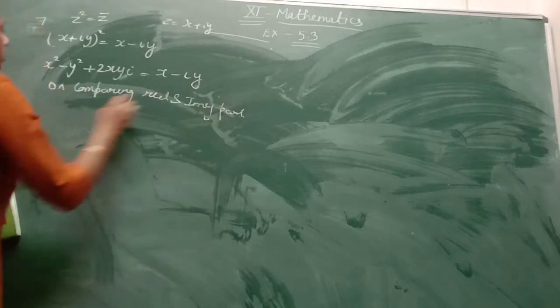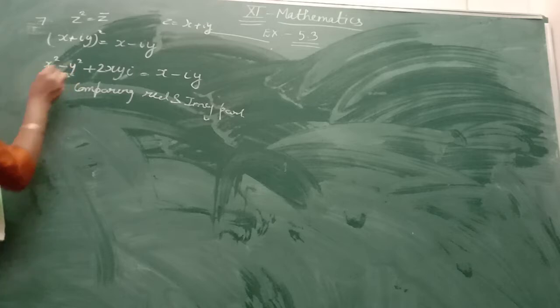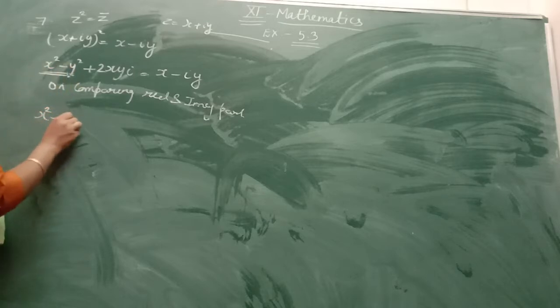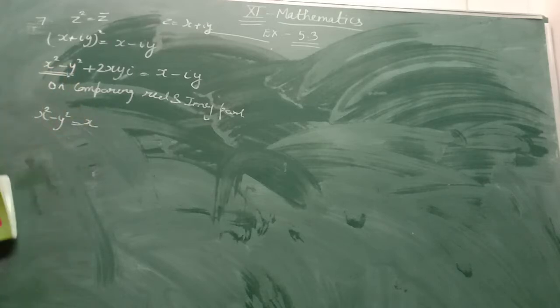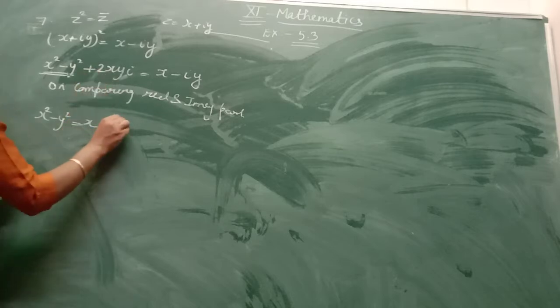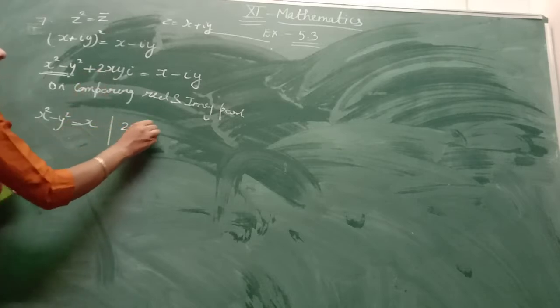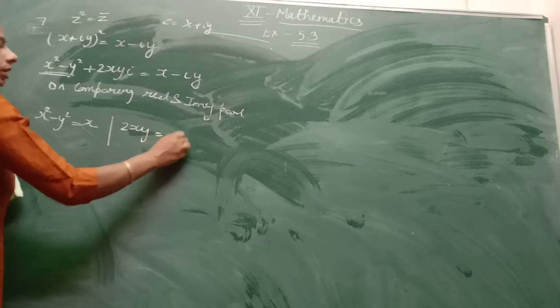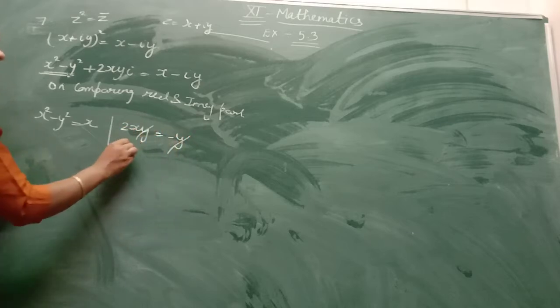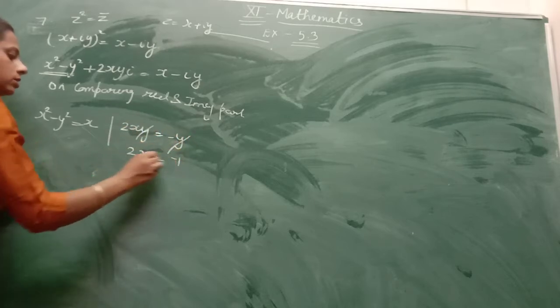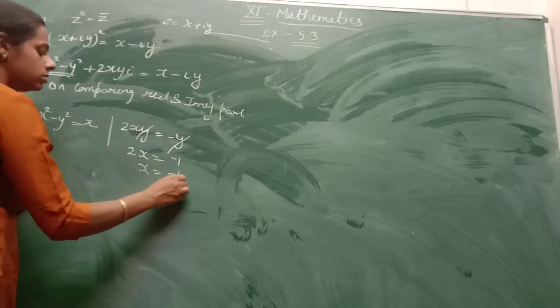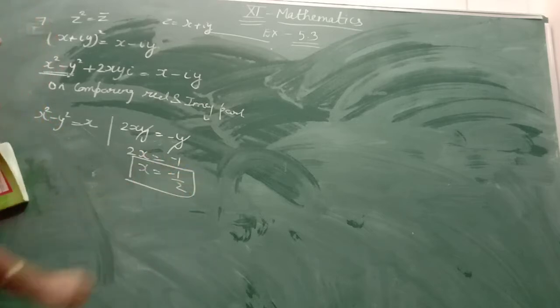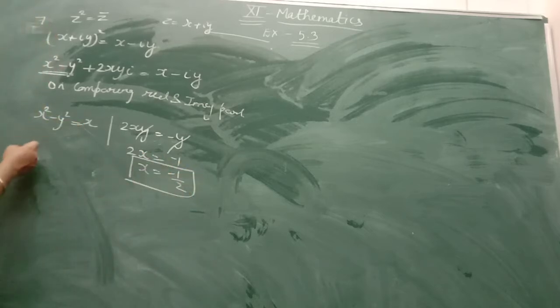what will you have? The real part is x square minus y square. On the right hand side it is x. And on comparing the imaginary part, you will have 2xy equal to minus y. As you can see, the y will be cancelled by y. So 2x is equal to minus 1. So you will get the value of x is minus 1 by 2. And put it here, so that you can get the value of y.